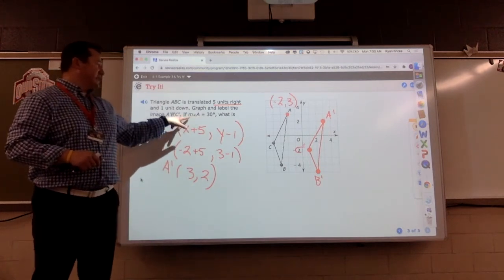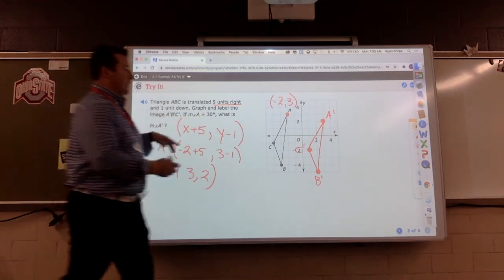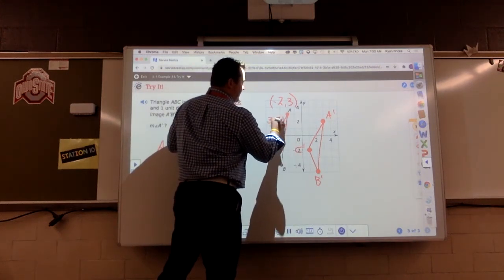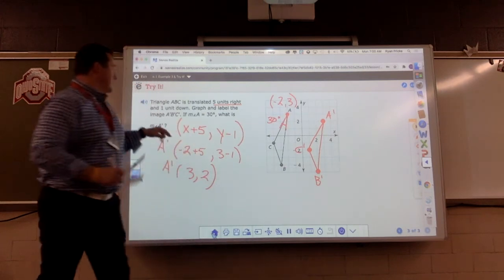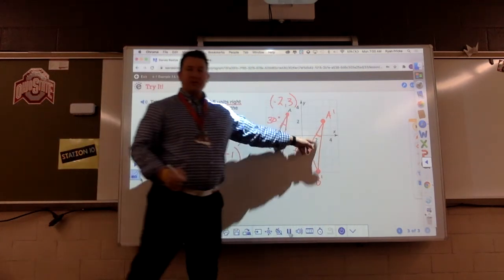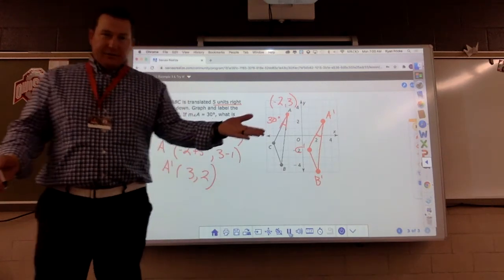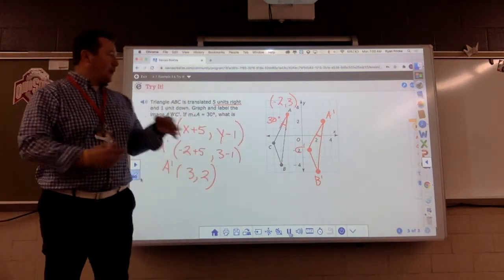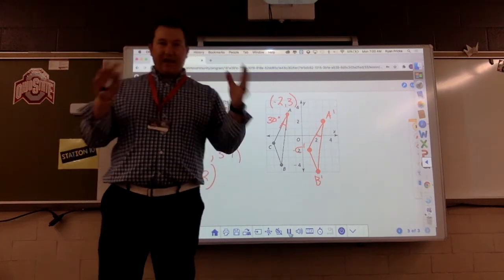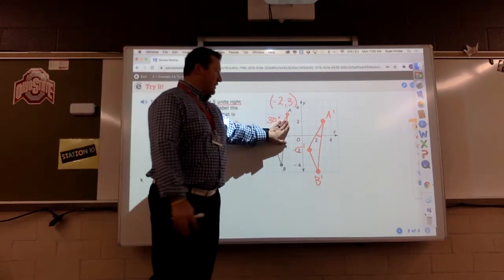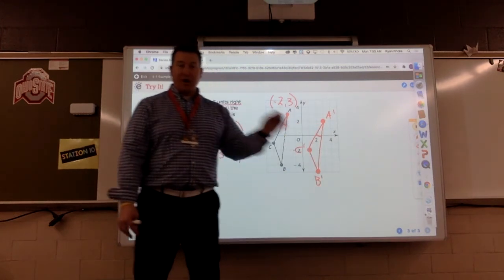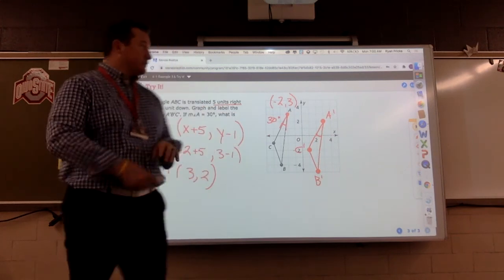Now, it asks a question about this angle. It says that the measure of angle A, they're saying this angle right here, if that is 30 degrees, what is the measure of this angle here? What would you guys think? Would it be any different? Absolutely not. We did not change the shape, the size, any of that stuff with this one. So this angle is still the same as this angle here. Just like angle C and angle C prime are identical. It's the same angle measure.